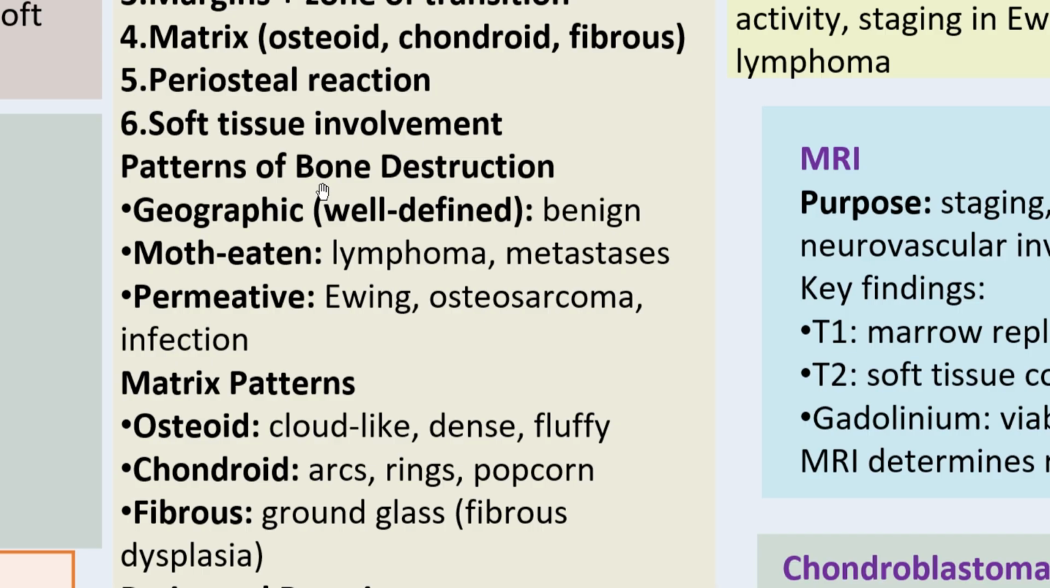Then matrix patterns. If it's osteoid, it appears cloud-like, dense, fluffy, like some cotton in the bone. Then if it's chondroid, it's going to arrange itself in arcs, rings, and popcorn. So on exams, if you see anything like arcs, rings, popcorn on X-ray, just think this is a cartilage tumor. Chondro should come into your mind. Then fibrous is going to appear as ground glass. So a ground glass appearance is going to be influenced by fibrous dysplasia.